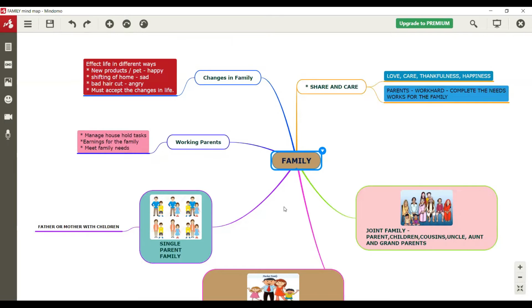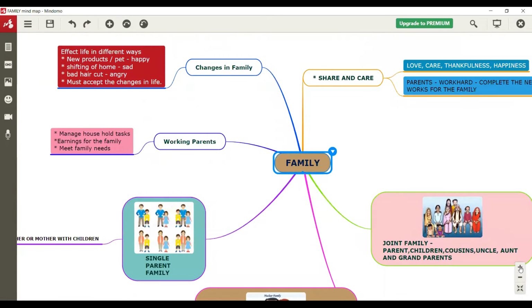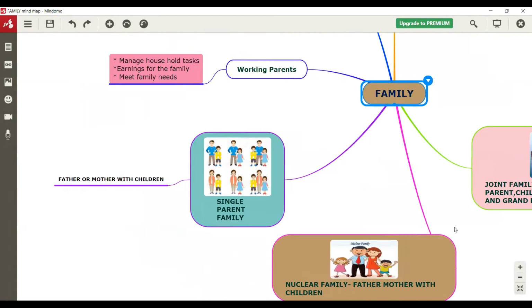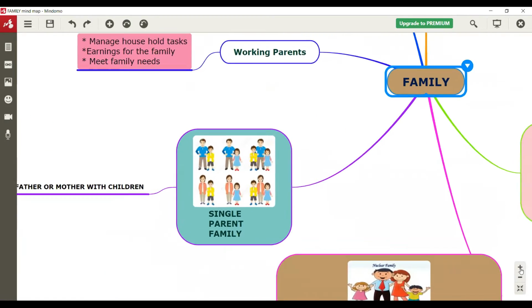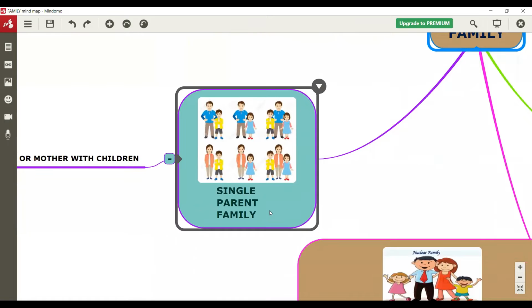Okay, children. So now we are going to see about different types of family. So let me explain it. Actually, we are going to learn three different types of family. So the first part is, look at the picture. You could observe it.